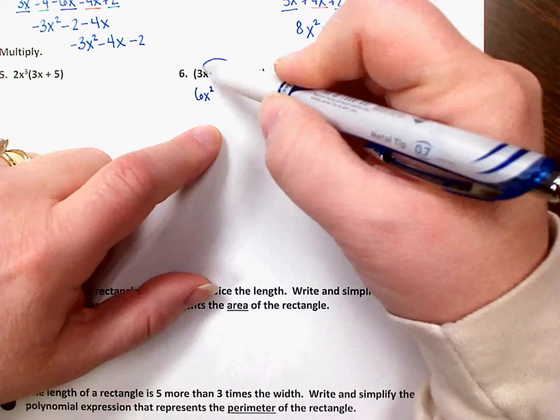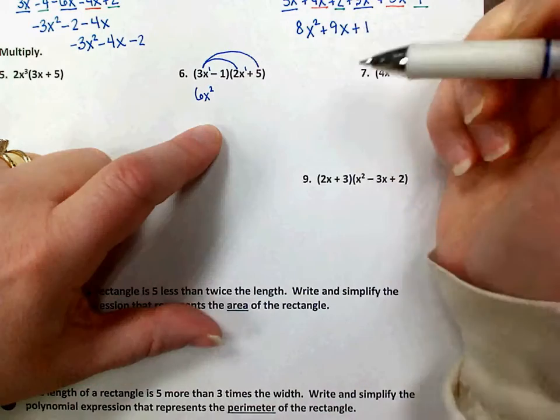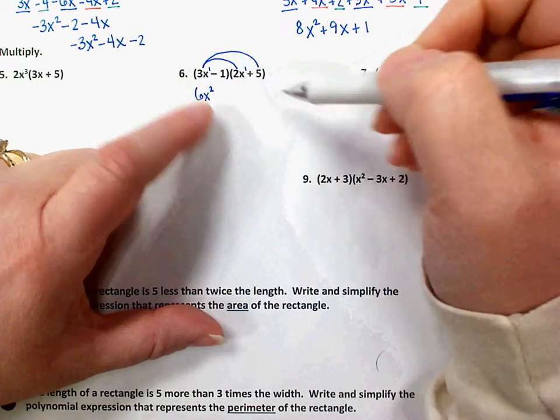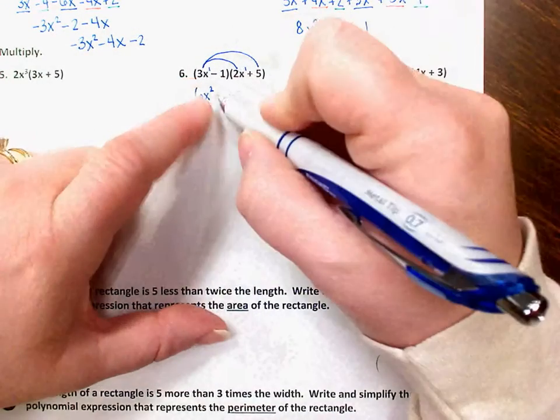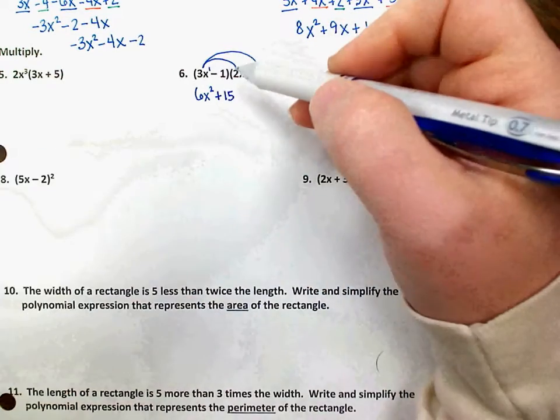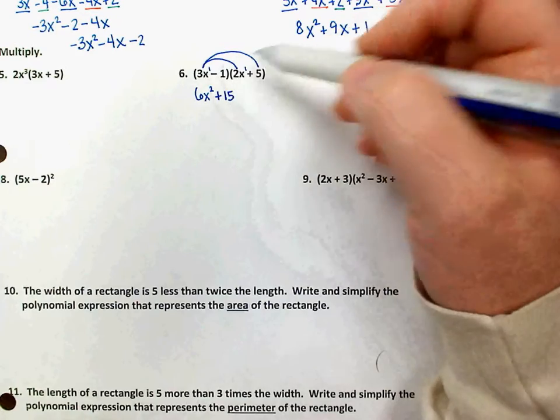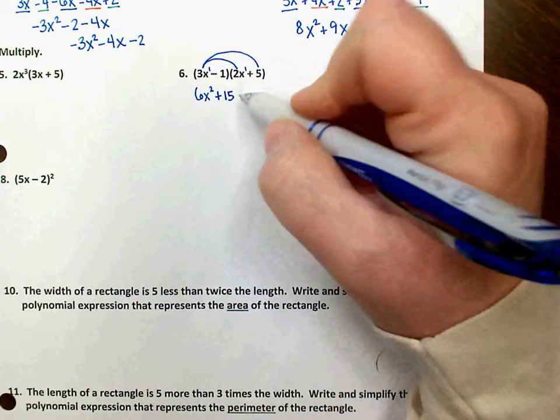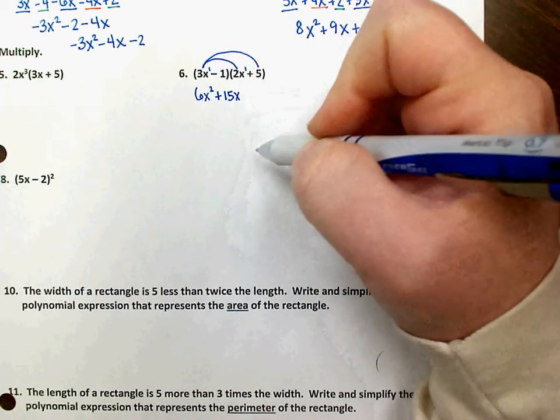Then you have to multiply the 3x times the second term in the parentheses over here, which is 5. 3 times 5 is 15. Since it's positive, I'm going to put plus 15. This x does not have another x to add exponents to, so I just put the x in the term.